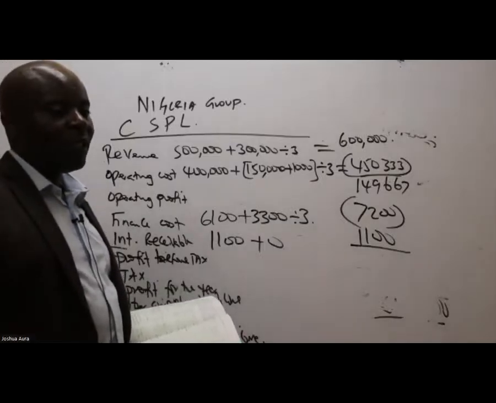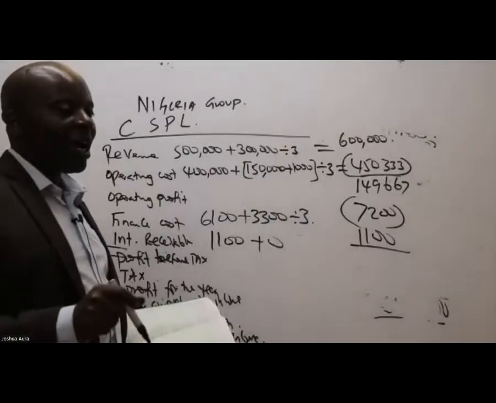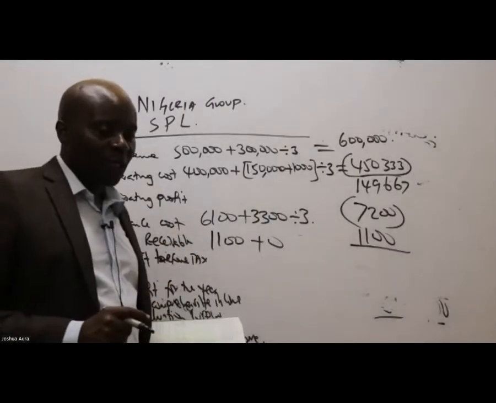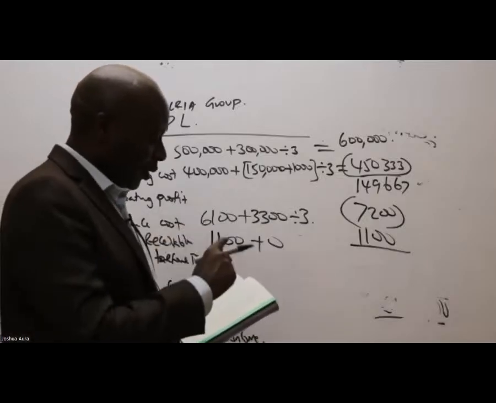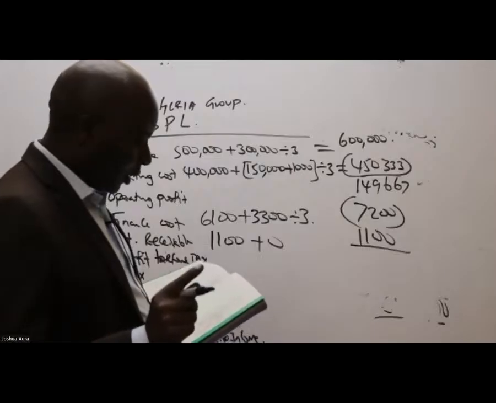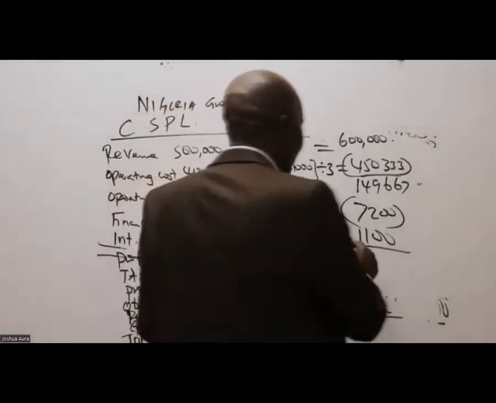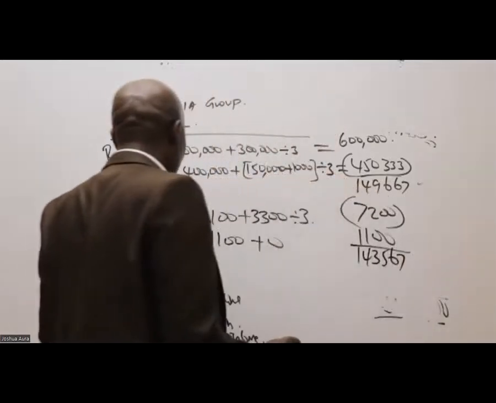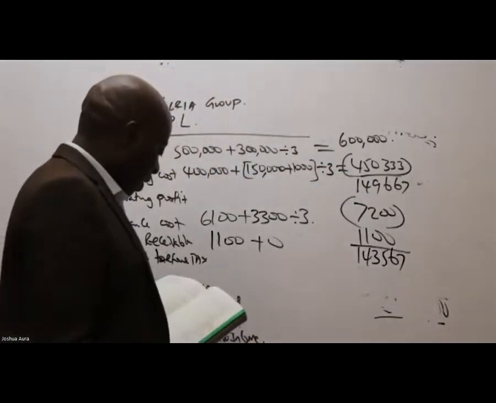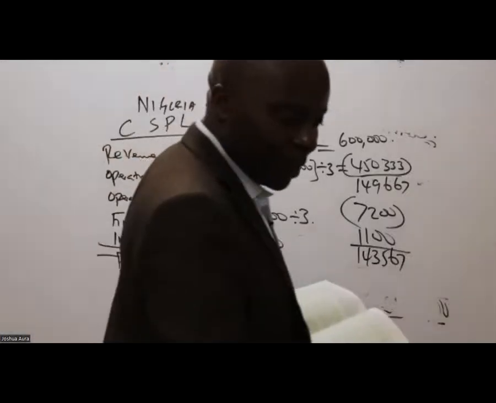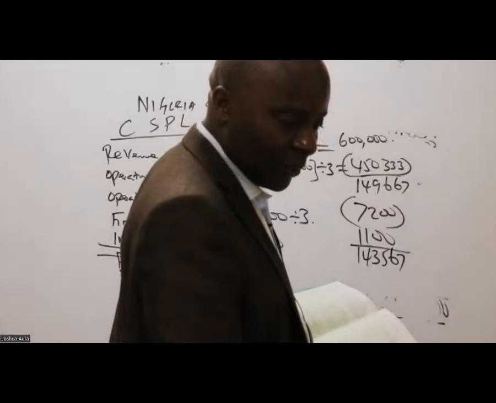For those of you who did this exam last semester and failed, I'm so sure you misinterpreted the question of a foreign subsidiary so seriously. 143,567. And then we have now the tax. The tax which I'm able to see here.